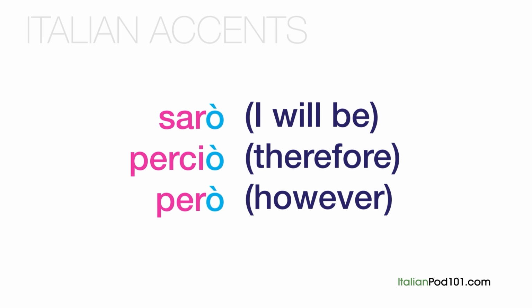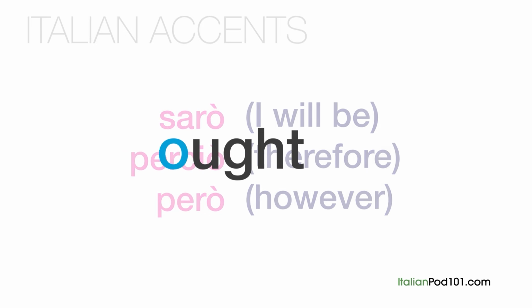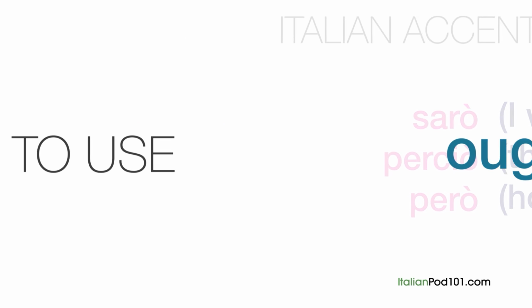Finally, we have the grave accented O. This is an open sound, so be sure to open your mouth and allow the air to pour out. Sarò, perciò, però. This is identical to the O in the word ought.